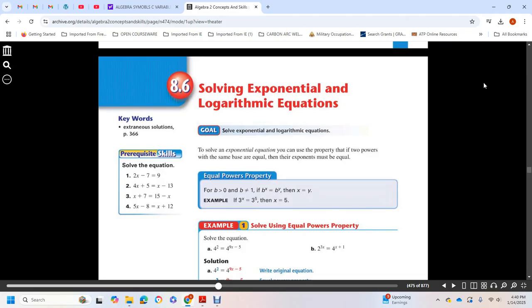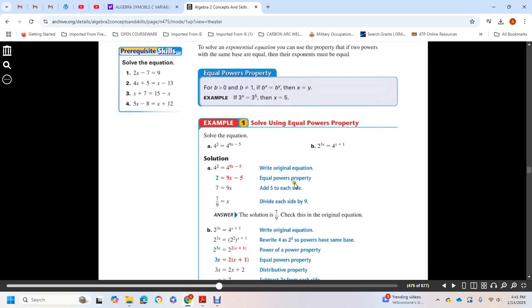8.6, solving exponential and logarithmic equations. Goal: to solve exponential and logarithmic equations. To solve exponential equations, you can use the property that if two powers of the same base are equal, their exponents must be equal. So the equal powers property is that b is greater than 0 and b is not equal to 1. If b to the x is equal to b to the y, then x is equal to y. For example, if 3 to the x is equal to 3 to the 5th, then x is equal to 5.